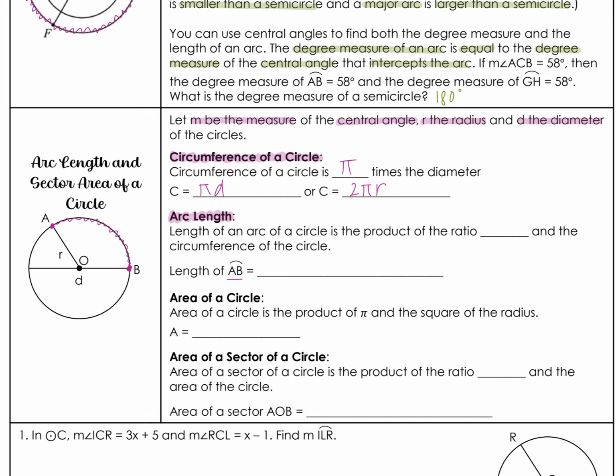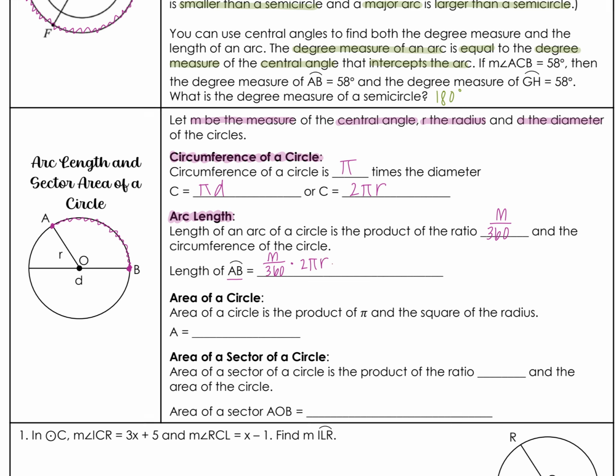So the length of an arc in a circle is going to be the product, we're going to multiply, of the ratio M, how much of that circle we're using degree-wise, over 360, the whole circle, and the circumference of the circle, so 2 pi r. So plugging in, we will have that M over 360 times my 2 pi r.